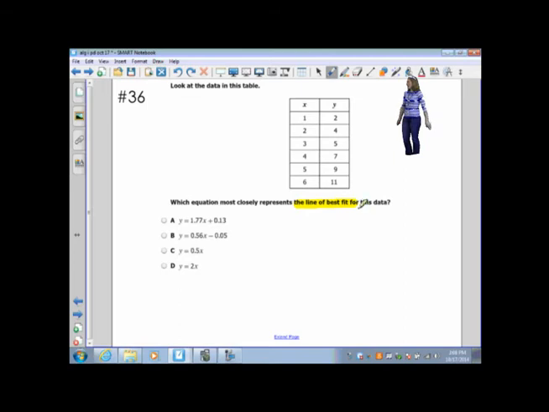So when we see this problem, the first thing we need to see, as you can see highlighted, is that the line of best fit is what we're looking for. So line of best fit means linear. So obviously we are not talking about a quadratic, so we are going to need to do a linear regression for this data.